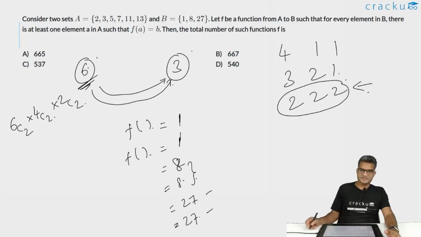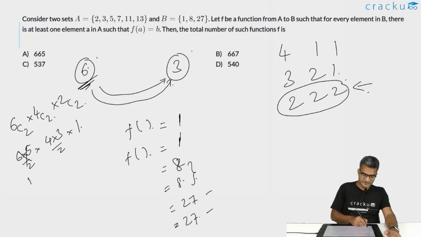So the total number of ways this can be done is 6C2, which is 6 into 5 divided by 2, into 4C2, which is 4 into 3 divided by 2, into 2C2, which is 1. 6 into 5 divided by 2 is 15. 4 into 3 divided by 2 is 6. This is equal to 90.